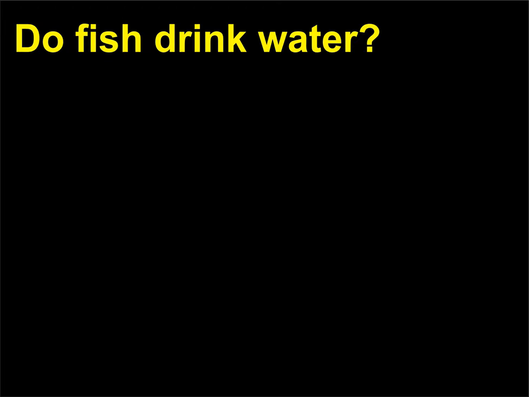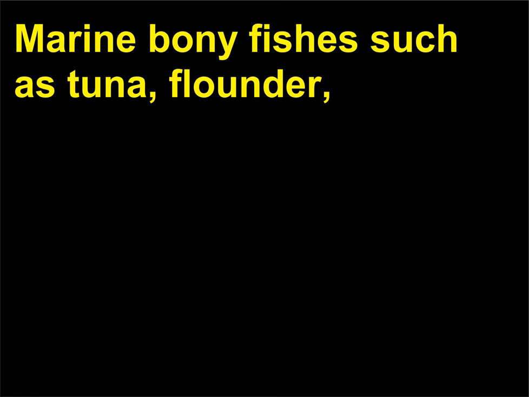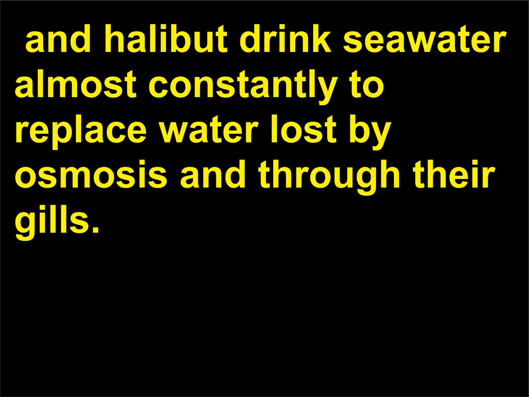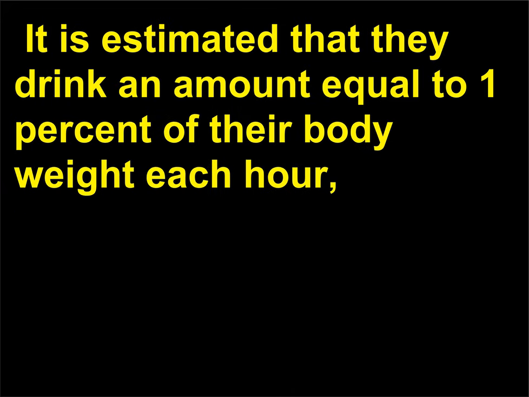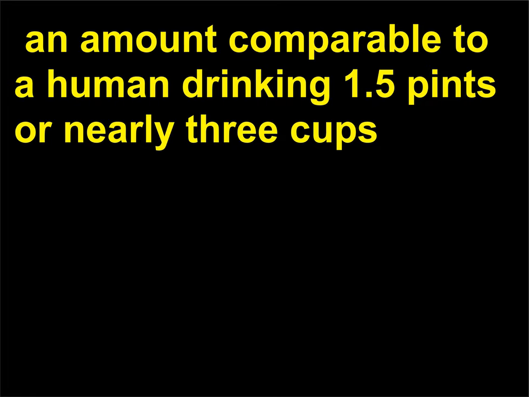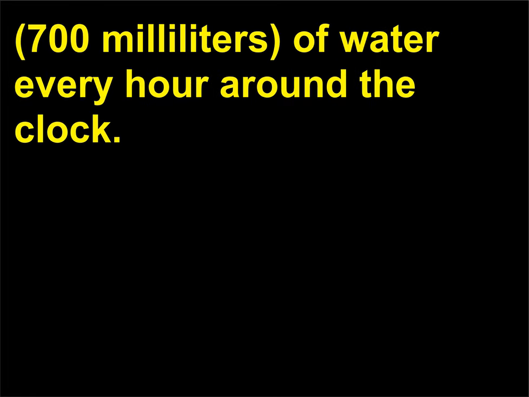Do fish drink water? Marine bony fishes such as tuna, flounder, and halibut drink sea water almost constantly to replace water lost by osmosis and through their gills. It is estimated that they drink an amount equal to 1% of their body weight each hour. An amount comparable to a human drinking 1.5 pints or nearly 3 cups, 700 milliliters of water every hour around the clock.